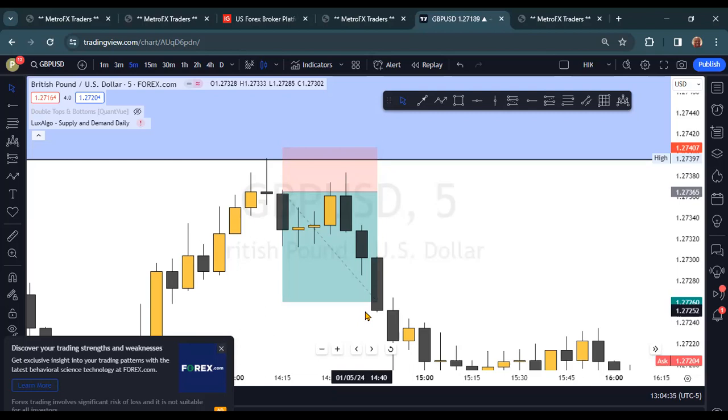with your lot size. You're going to set your stop loss and you're going to set your take profit and you're going to walk away from the trade. You're not going to watch it. You're going to let it do what it do and then come back later and see what happened, right?